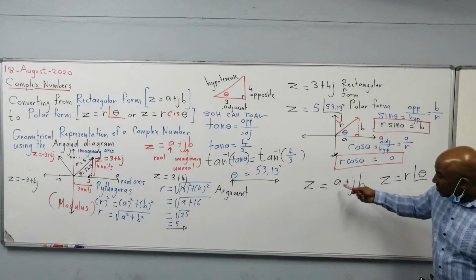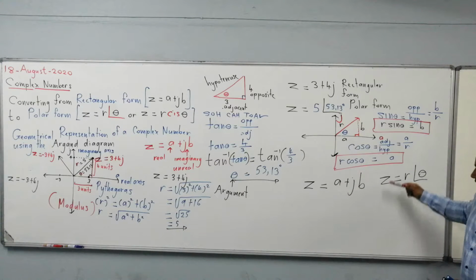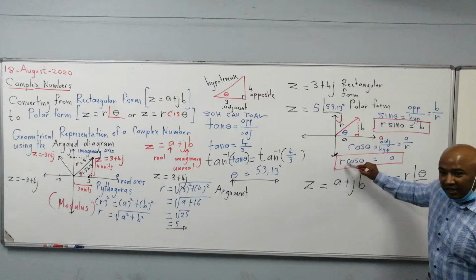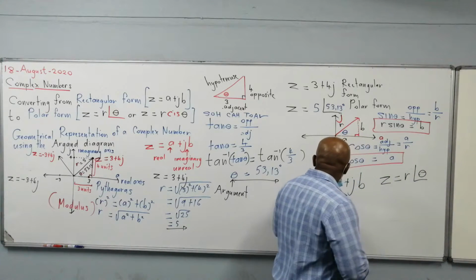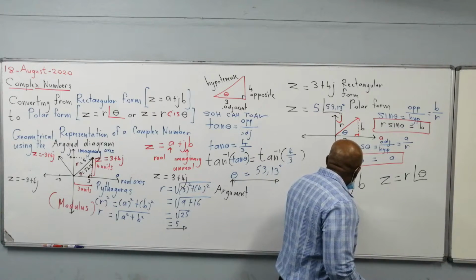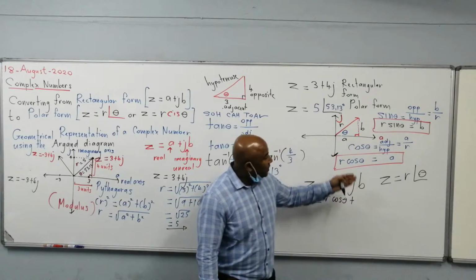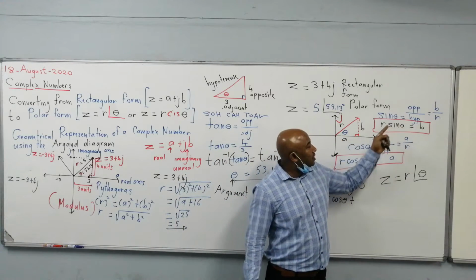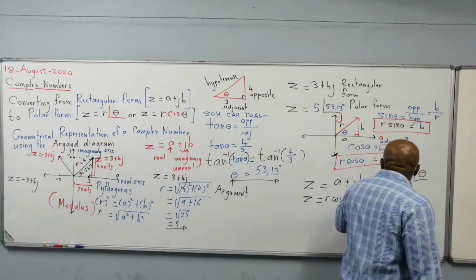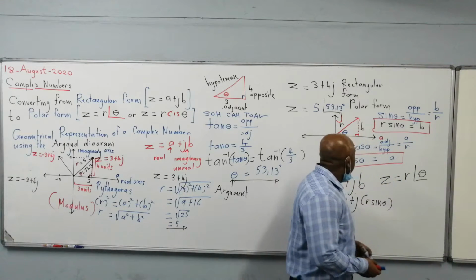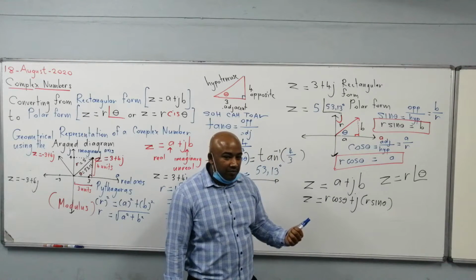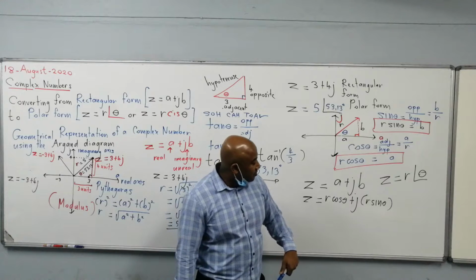Can you see that? So what is A? Remember what we just found here. A can be represented by R cos theta. So I've got Z is equal to R cos theta plus, what is B? B is R sin theta. Oh, don't forget your J there. R sin theta, and that is how we convert from polar form back to rectangular form.